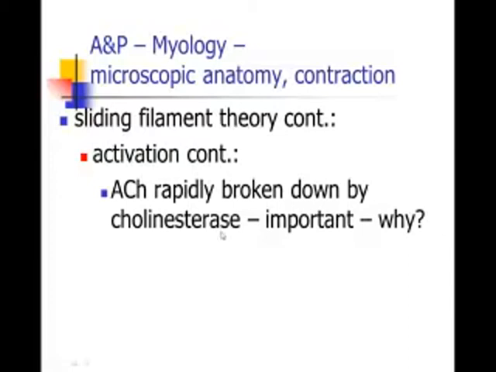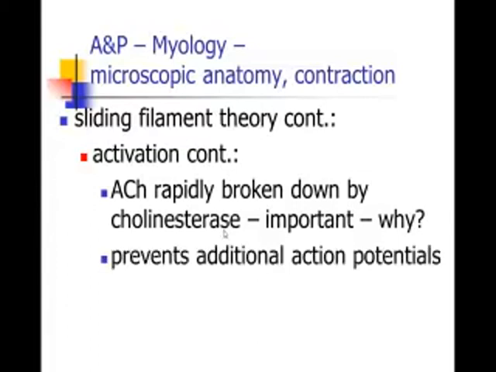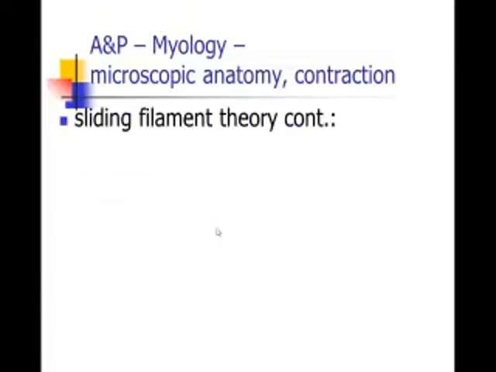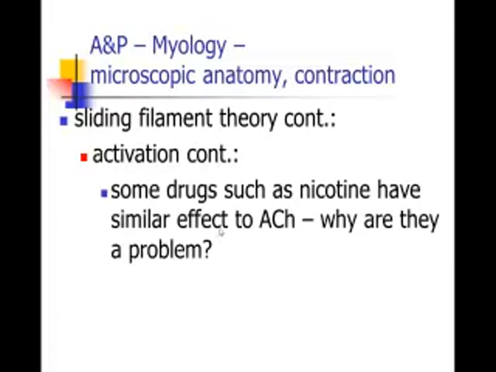Right, if it were not broken down, it would continue to interact with the muscle cell, and you would have multiple contractions even if you didn't want that. So by having this material released and stimulate the muscle and then be destroyed, you get one muscle contraction per nerve stimulation. You don't get multiple. That's pretty important as well. That means if you want to have multiple contractions, you have to have multiple stimulation of the muscle.